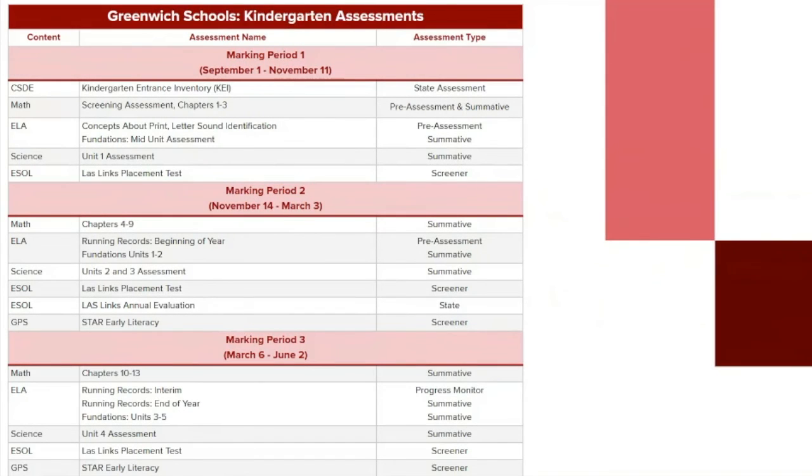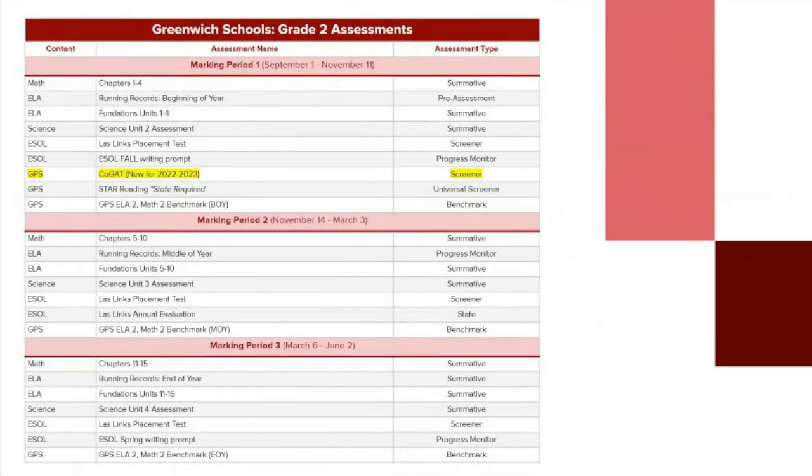Here is the kindergarten assessment calendar. Next up is grade 2. Highlighted in yellow is the return of the COGAT, as I mentioned earlier. The COGAT assessment is broken into two 30-minute subtests. This will occur during the first marking period and takes place in the student's general education classroom.